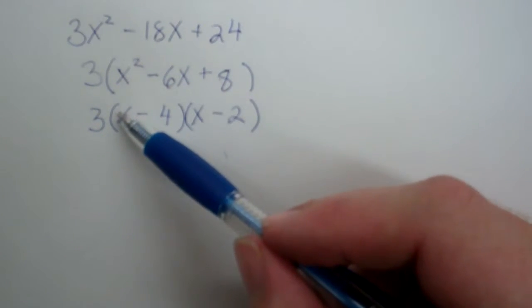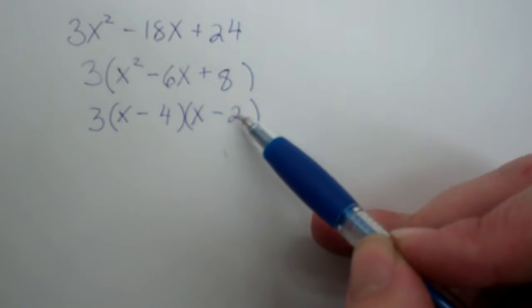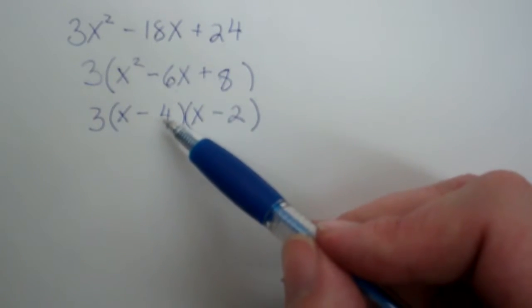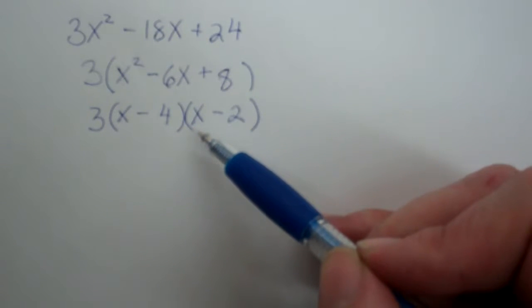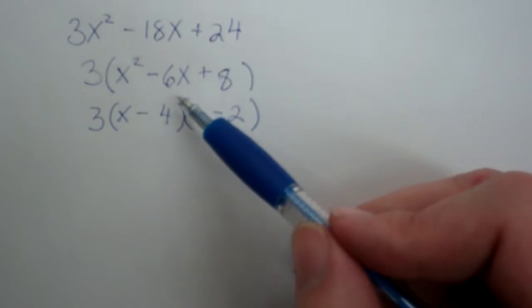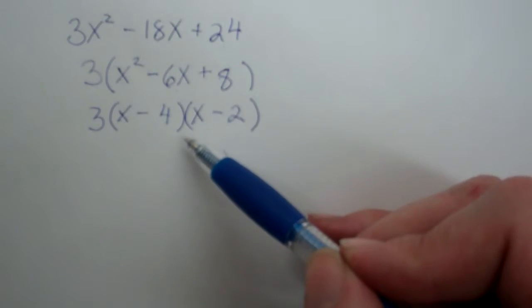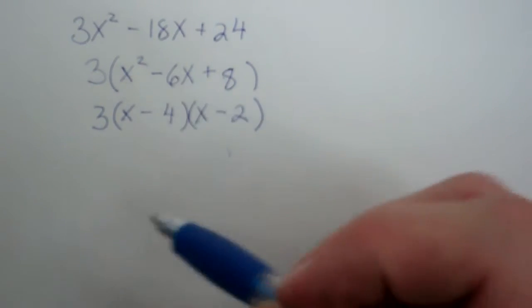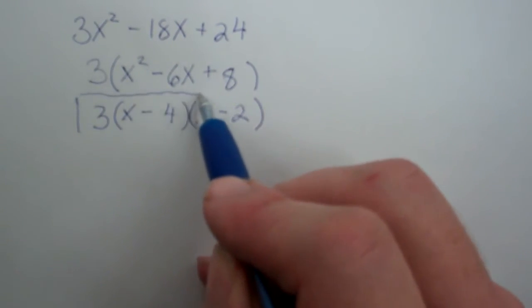Let's do it. X times negative 2 is negative 2x. Negative 4 times x is negative 4x. Negative 2x plus negative 4x is negative 6x, and so this has been factored correctly.